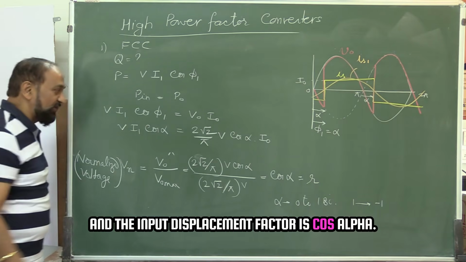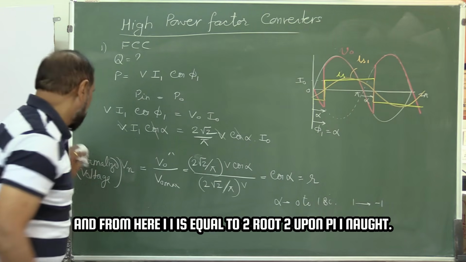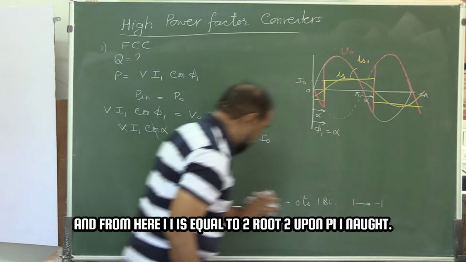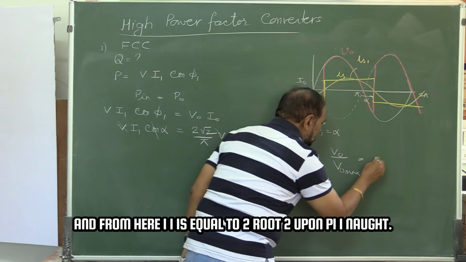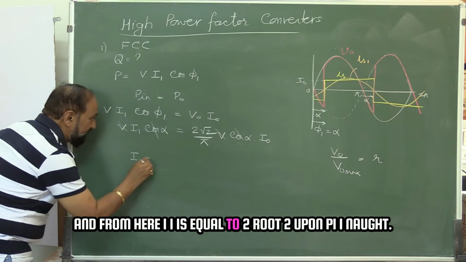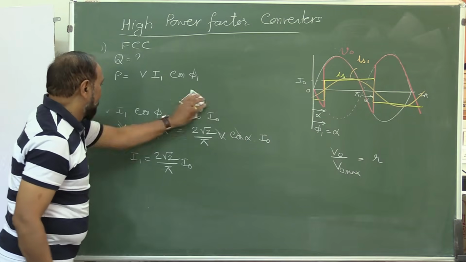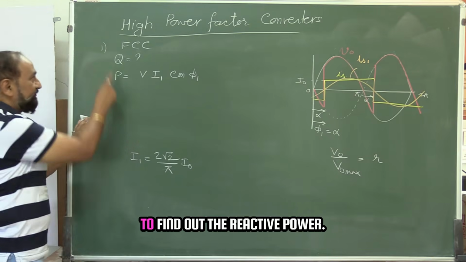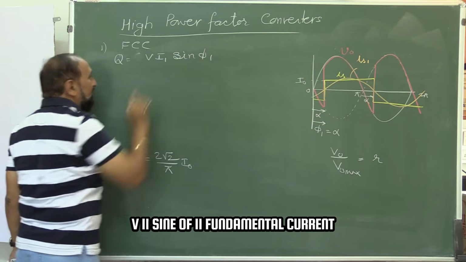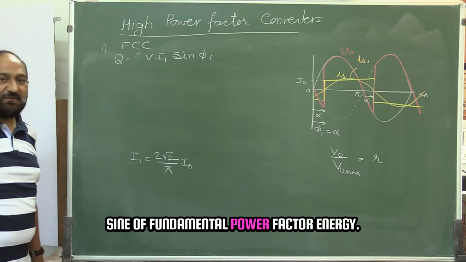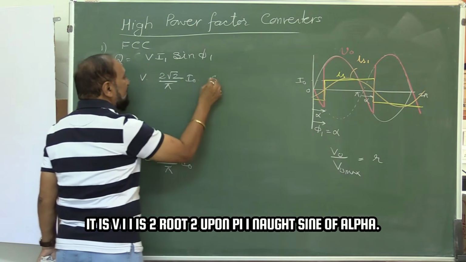And the input displacement factor is cos alpha. This gets cancelled with this, V gets cancelled with this, and from here I1 is equal to 2 root 2 upon pi I0. Let us make use of this particular current to find out the reactive power, and therefore this reactive power is given by V I1 sin of phi1. Fundamental current, sin of fundamental power factor angle. It is V, I1 is 2 root 2 upon pi I0, sin of alpha.